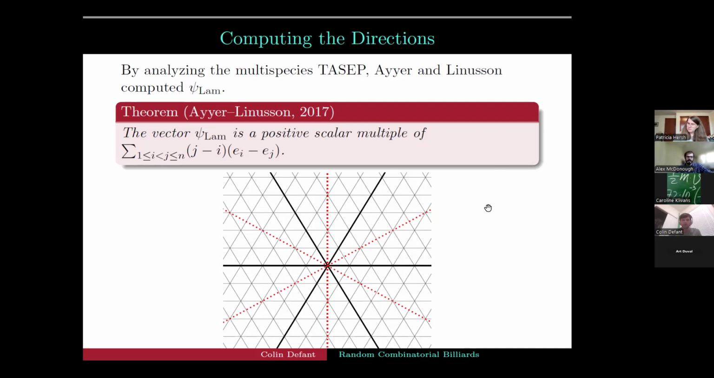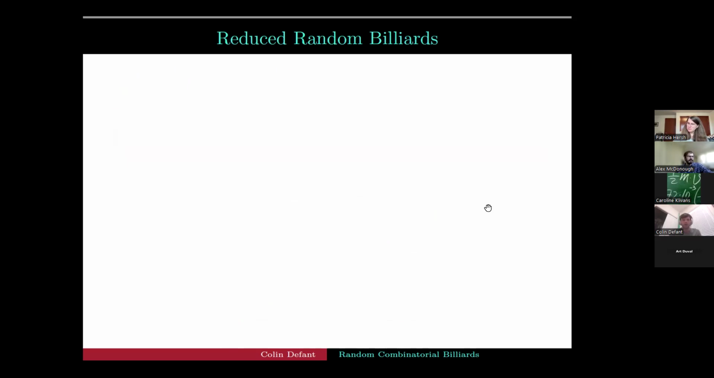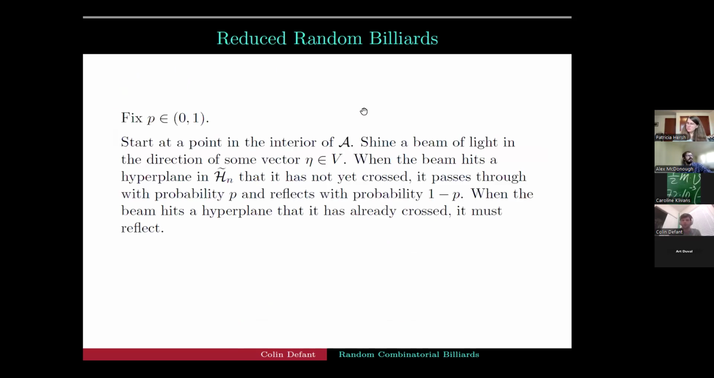Okay, so I want to define a sort of billiardized version of this random walk that Lam introduced. To do this, I'm going to fix some probability p between 0 and 1. I'm going to just fix this probability throughout the talk. Now I'm going to start at some point in the interior of the fundamental alcove A, and I'll shine a beam of light in some direction. Let's say the initial direction is this vector eta. So eta is just the initial direction that I shine my beam of light.